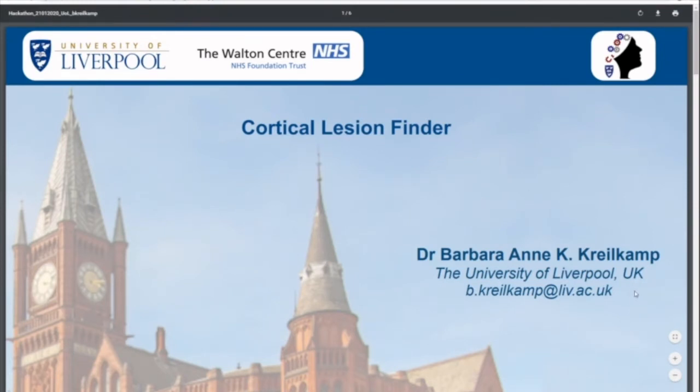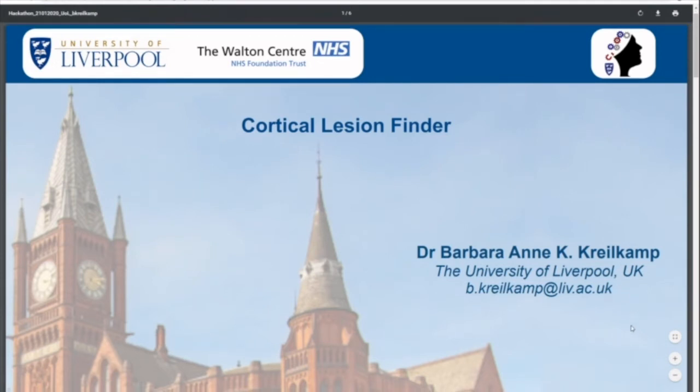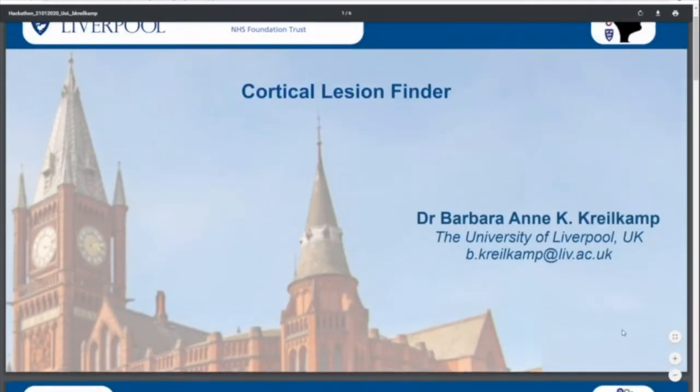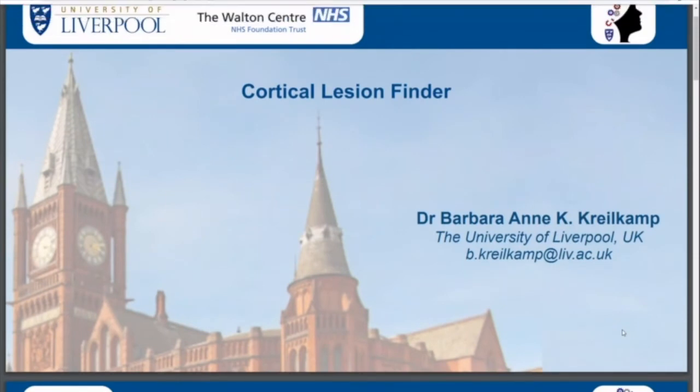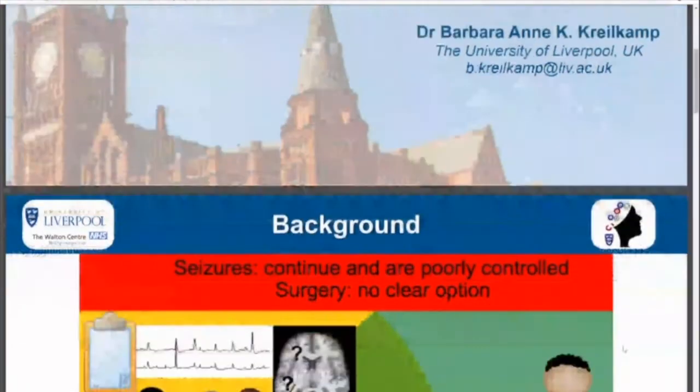I'm proposing the cortical lesion finder project. In particular, I've been working on data collected on patients with epilepsy and healthy controls.